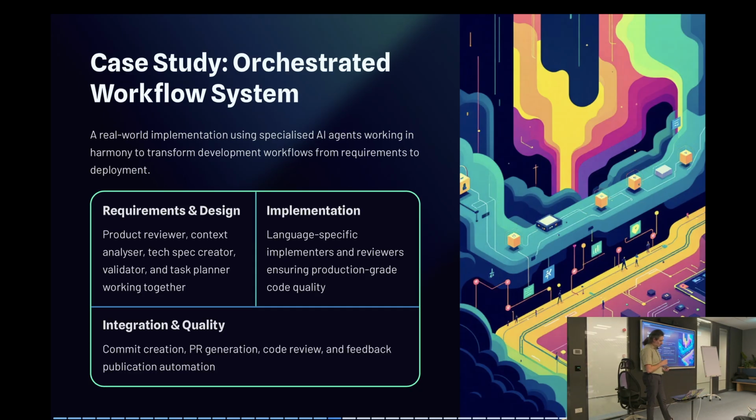Finally, integration and quality. We have the commit creator, which creates professional commits with full context. The PR creator generates comprehensive GitHub pull requests with proper formatting. The JS reviewer from the implementation phase analyzes the code and stores feedback locally. The feedback publisher then posts the review comments in the PR.